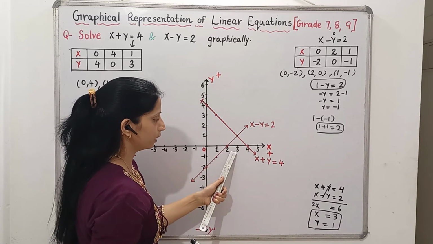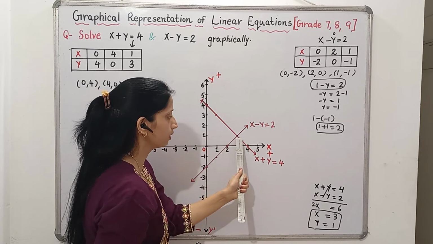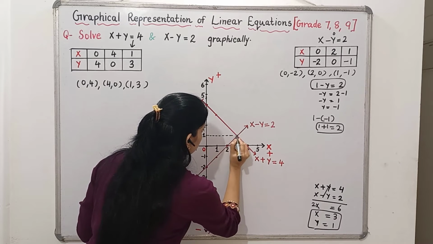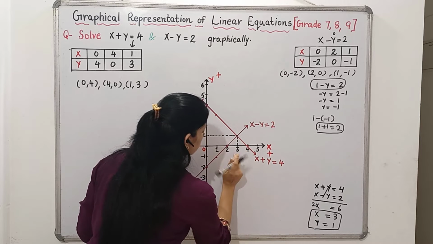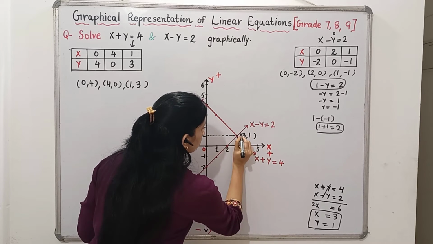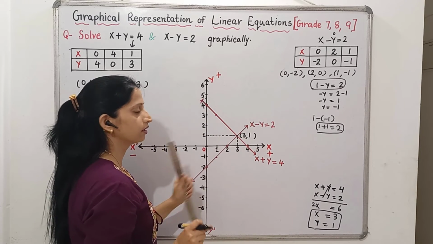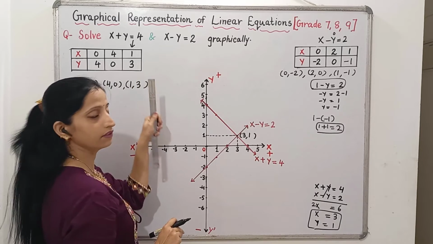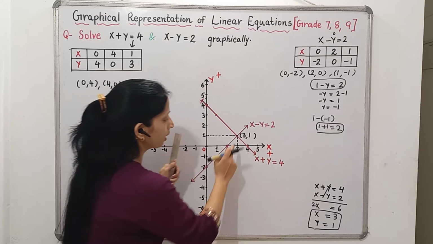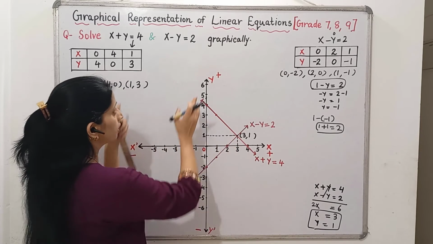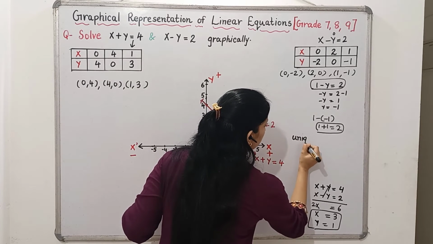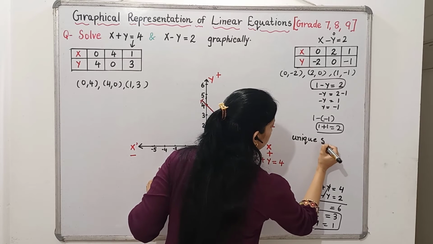And what is the value of x here? 3. What is the value of y here? 1. I am just drawing a dotted line. Okay. So here the value of x is 3, value of y is 1. So by this method, we can find out the solutions of any given equations. You can see that these 2 lines are intersecting at one point. This means for these given equations, the solution will be unique. We will have only one solution, or a unique solution.